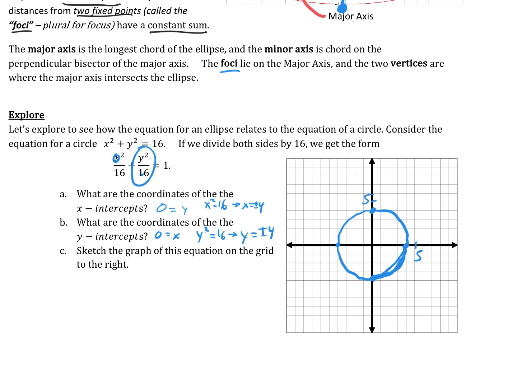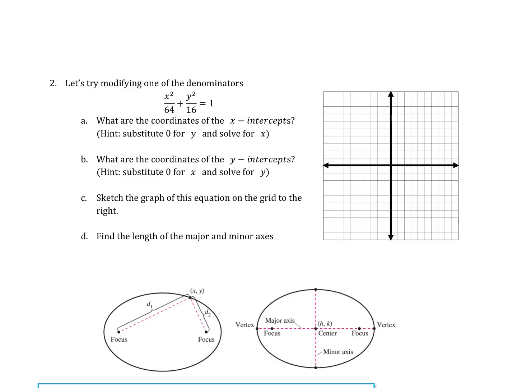So let's take that now and explore some ellipses and see how this applies to those. If we change the denominators up a little bit here, we get something like this maybe: x squared over 64 plus y squared over 16 equals 1. So now let's look for those x-intercepts. Well, what makes y equal to 0? It's going to be x squared equals 64. So x equals plus or minus 8. So those will be our x-intercepts.